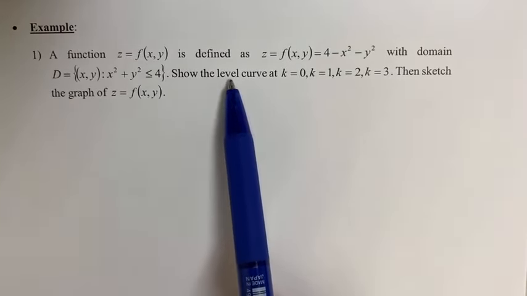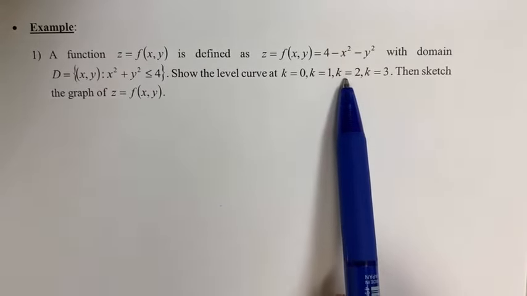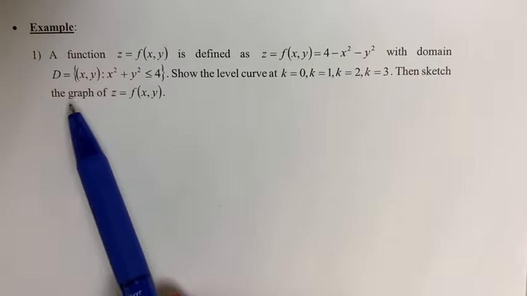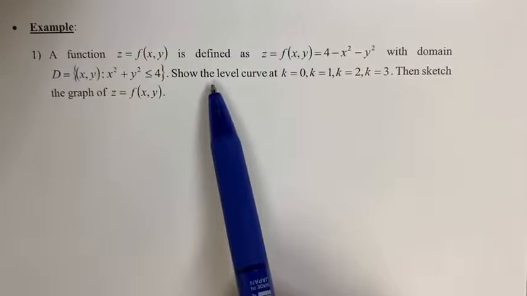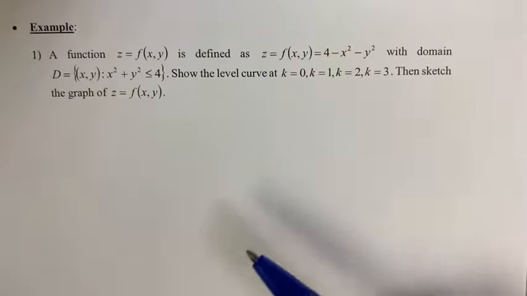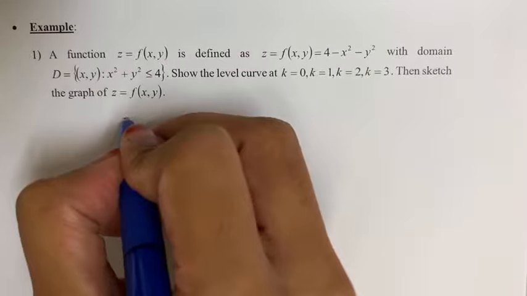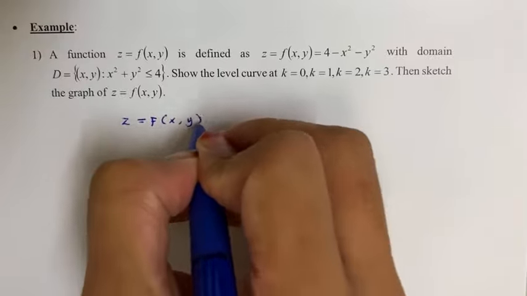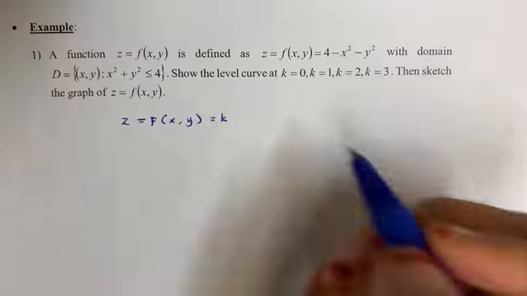Show the level curve at k equal to 0, k equal to 1, k equal to 2, and k equal to 3. Then sketch the graph of z equal to f(x,y). So first you need to show the level curve. Before this, we know that the level curve is z equal to f(x,y) equal to k. So k is our level curve.